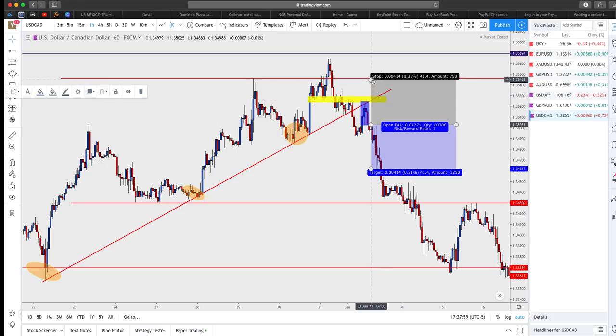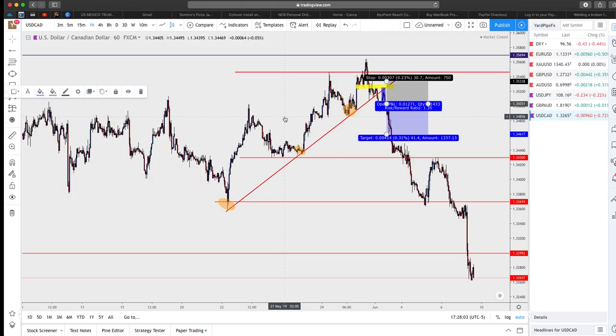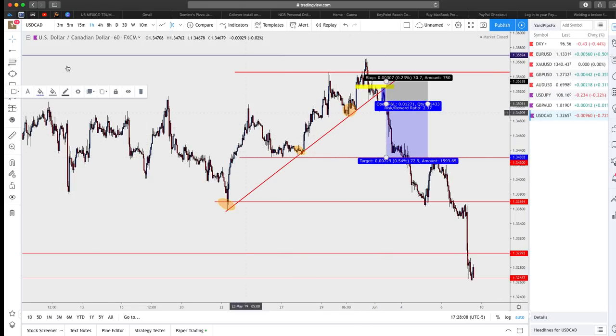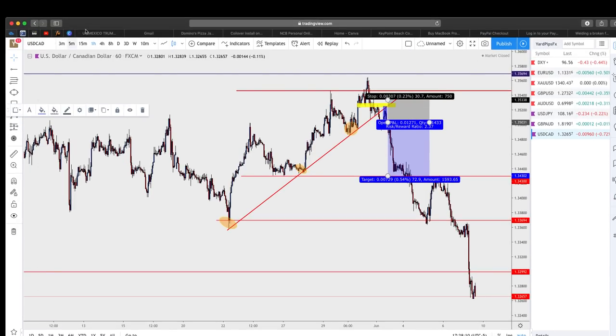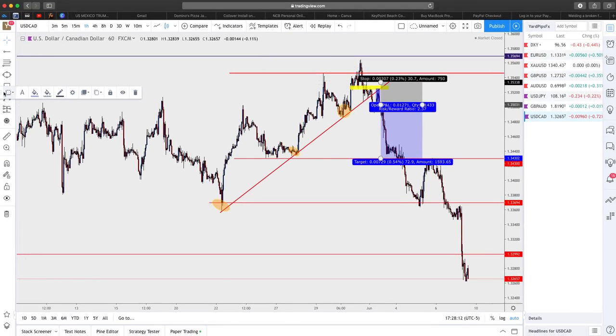Entries at the end of that candle, give yourself a 30 pip stop loss because it's a US dollar pair. It may not move and go all over the place, but you could have one trade coming to right there to get 72 pips. Oopsie, let me fix this.